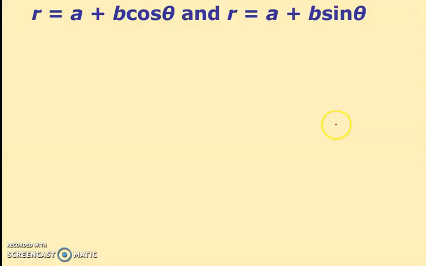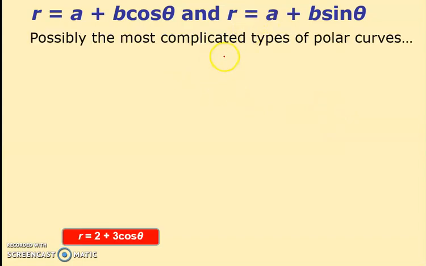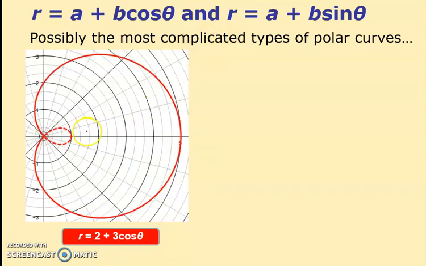You can add numbers on, so I've got a plus b cos theta for r. So here's the more complicated. I've written 2 plus 3 cos theta. So what's it look like? Well, it's like the one I showed you before. It's actually a cardioid, and if you look at it, 2 plus 3 makes 5. Notice it is 5 away at its maximum. And you just need to know that that middle bit isn't really part of it. So don't draw that bit.